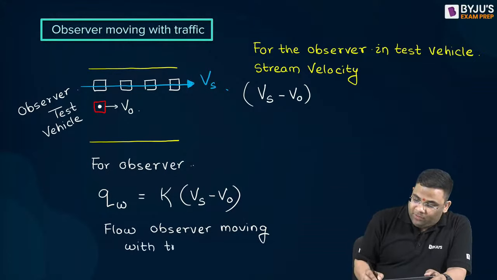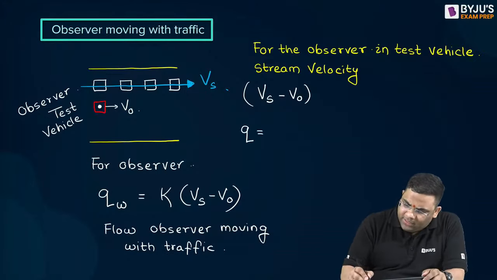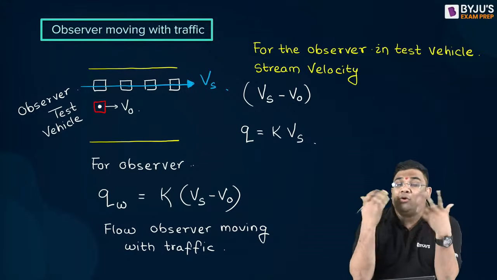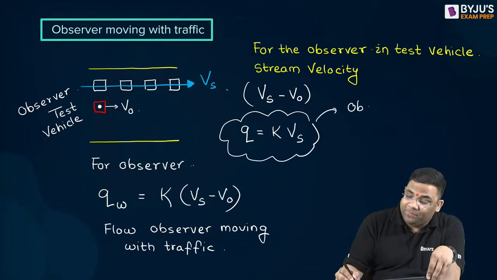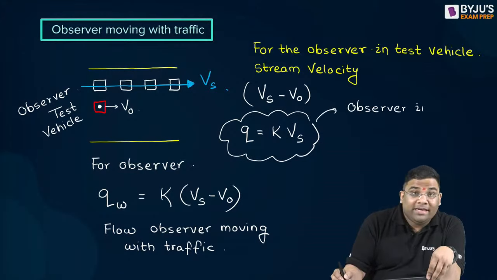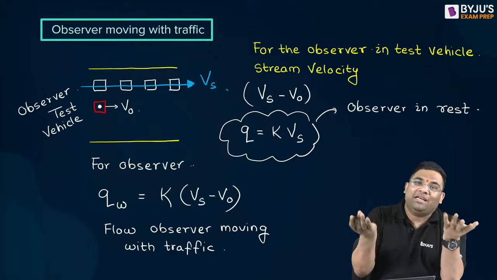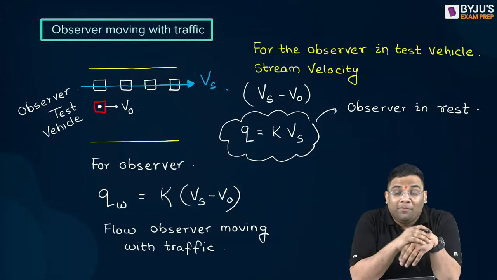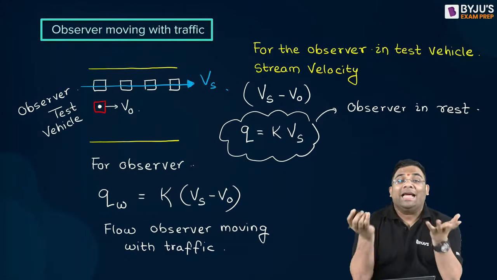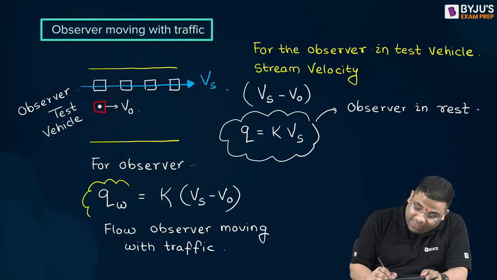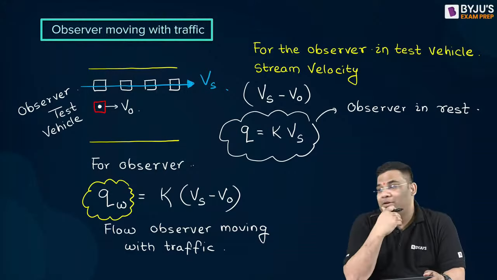See, when the observer was stationary, then Q was what? K into Vs, or I can say V naught was zero. This is for an observer at rest, and I can say Q is the stream flow. But when the observer is moving, then the flow will appear different. And when it is moving with the traffic, I can say it is K into Vs minus V naught.